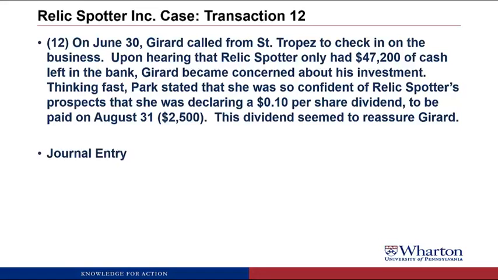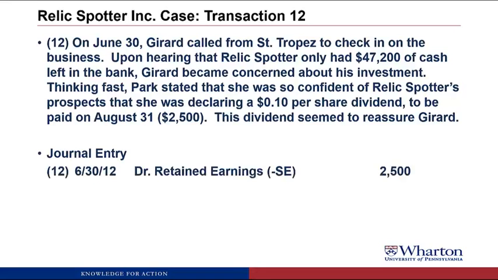Well, we talked about this in a past video that when you declare a dividend, you actually make a journal entry at that point. So even though the dividend is going to be paid August 31st, on June 30th, it's declared. So once it's declared, we need to take that dividend out of retained earnings. Retained earnings is a stockholder's equity account. We reduce a stockholder's equity account, which has a credit balance, with a debit. So we're going to debit retained earnings, $2,500, to reduce the stockholder's equity account.